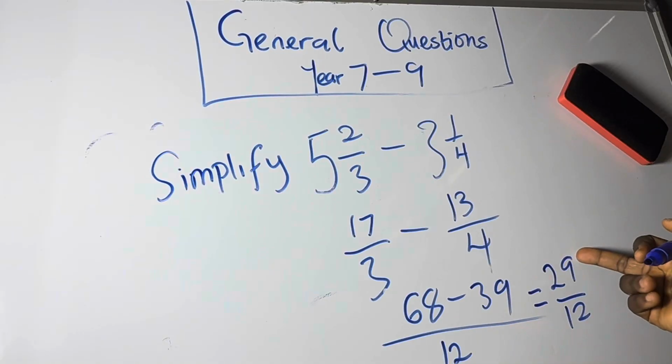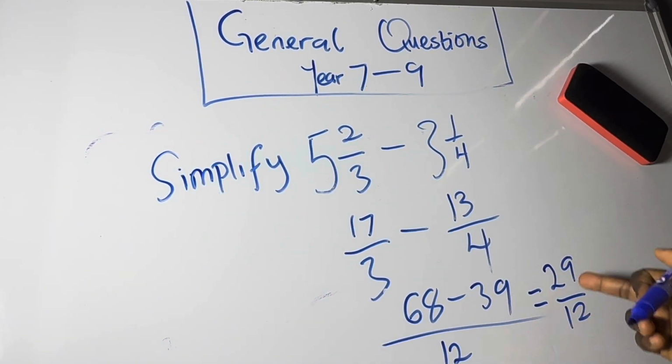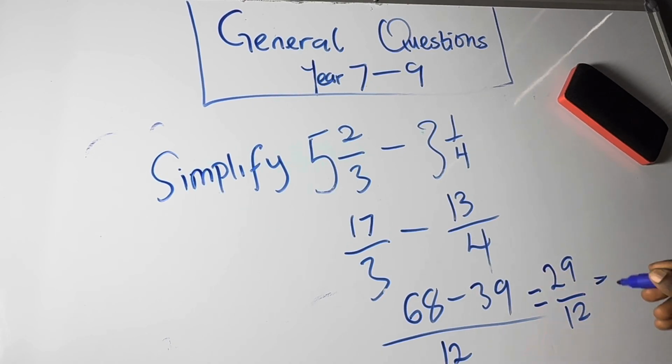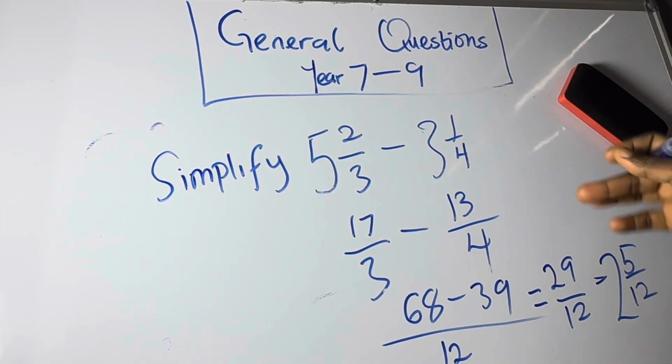Now, a smaller number cannot put a bigger number on top. This is an example of an improper fraction. Now, I'm going to be converting this to a mixed fraction by saying 12 in 29, that's what? 12 can go in 29 twice. That's 24. Remainder what? 5 over 12. Now, this is the second method. Hope you understand.